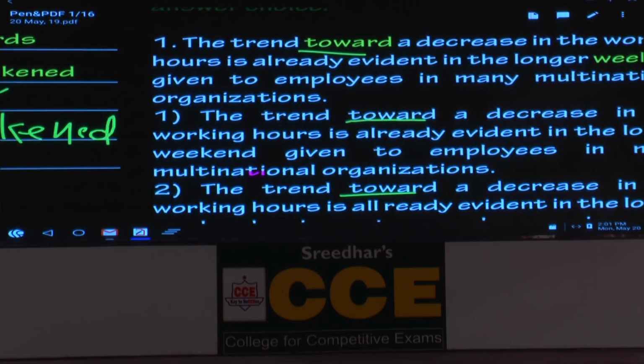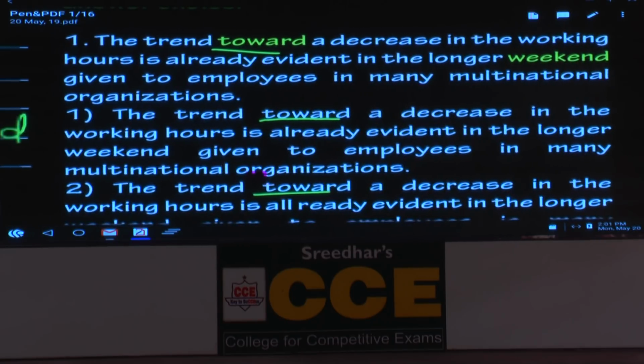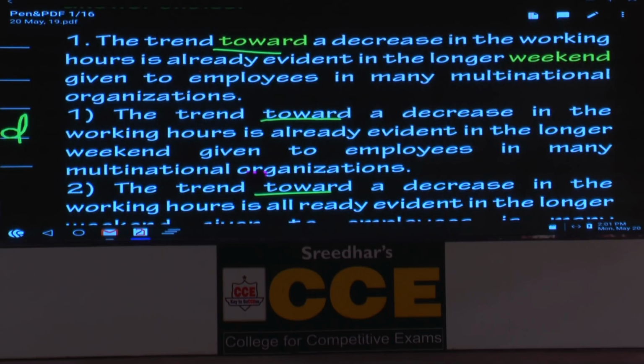Now you have to, these are all lengthy sentences, not that easy to make out in one reading. Whenever you come across a lengthy sentence, try to identify the phrases and the clauses, then try to spot the error. The trend toward or towards what? A decrease in the working hours. What is the subject here? All this is a clause. Please underline the trend towards a decrease in the working hours. This is a subject, all these words.